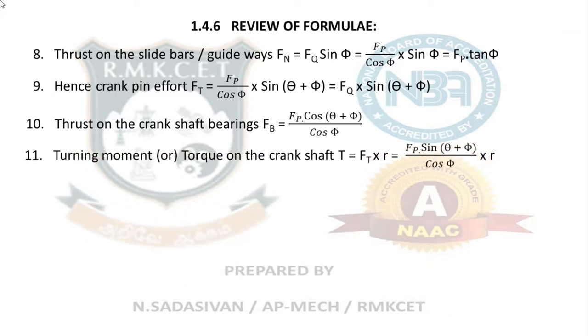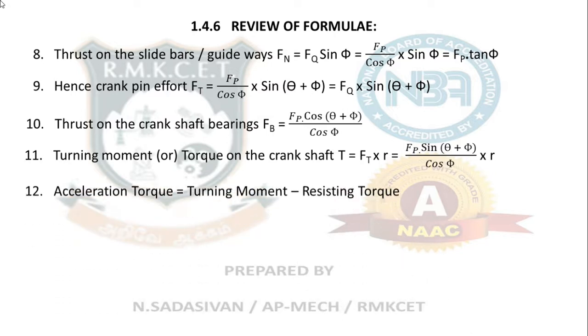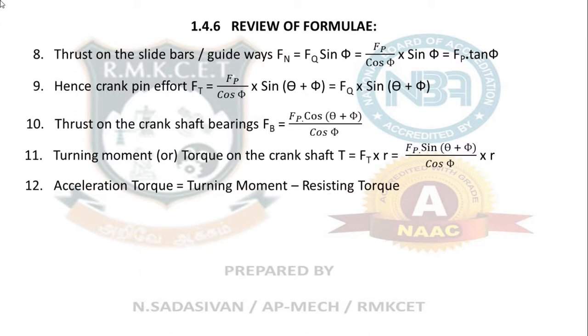Turning moment or torque, Ft into r, or another bigger formula, Fp into sin theta plus phi by cos phi into r. So accelerating torque, this torque has multiple formulas, right? Wherever whichever formula is applicable, you can use it. Accelerating torque equal to turning moment minus resisting torque. So this thing you will understand only when we do the problems. This is a theoretical formula. Okay, so just don't worry about this, just make a note of this.